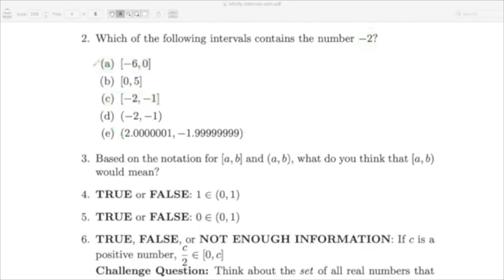So we've already covered, based on this, what do you think the half and half notation would mean? This would mean one end is closed, the other end is open. So visually, it's like A is included, but B is not. Everything between A and B is included.